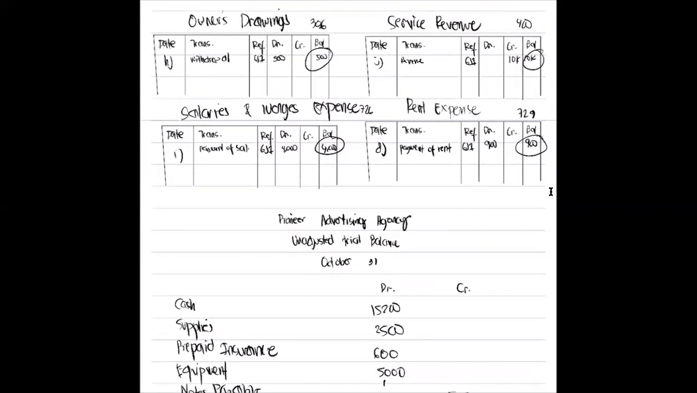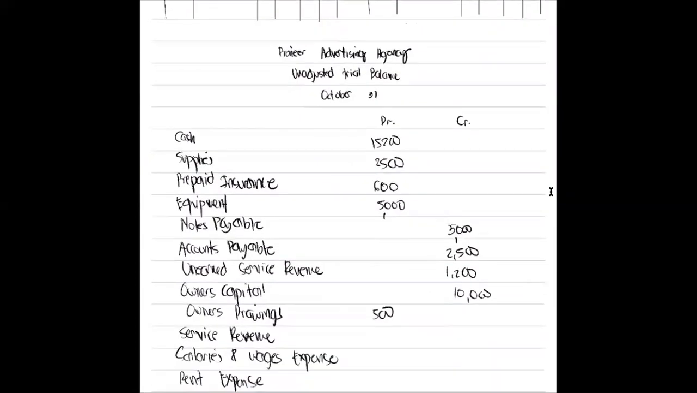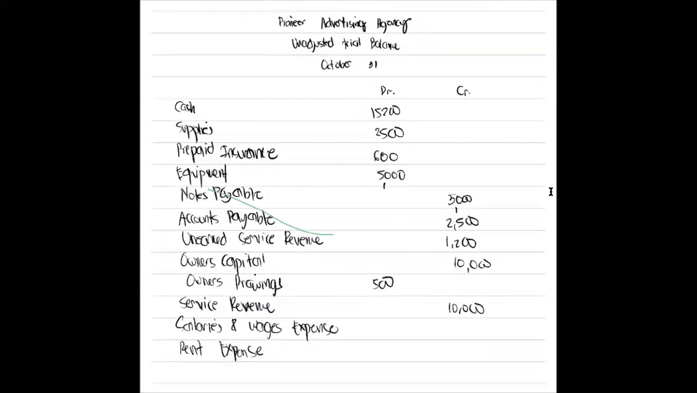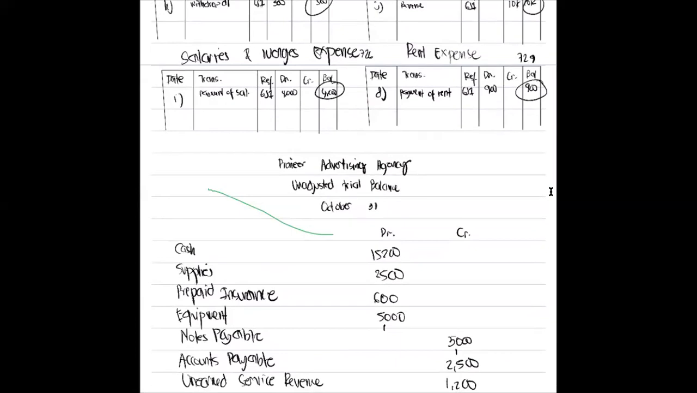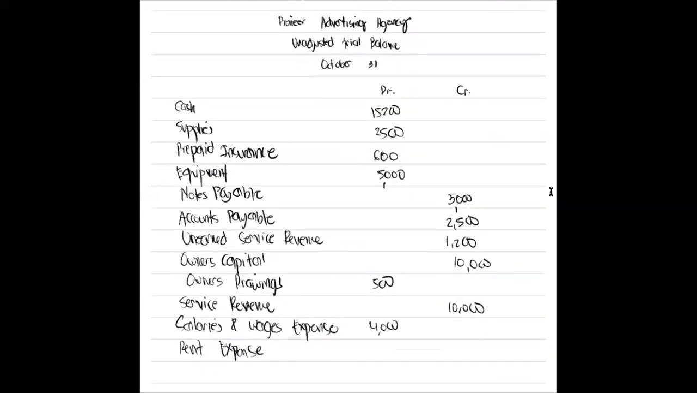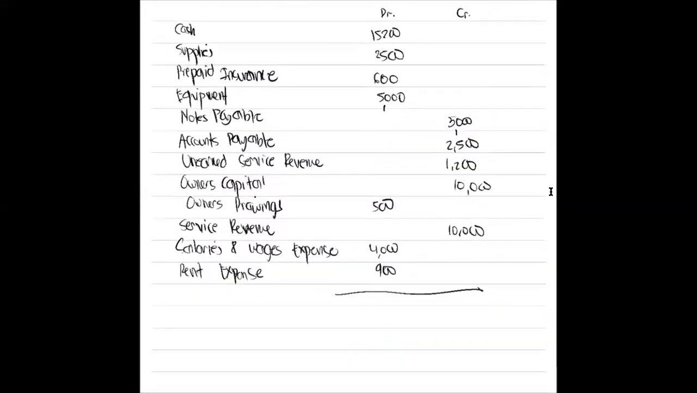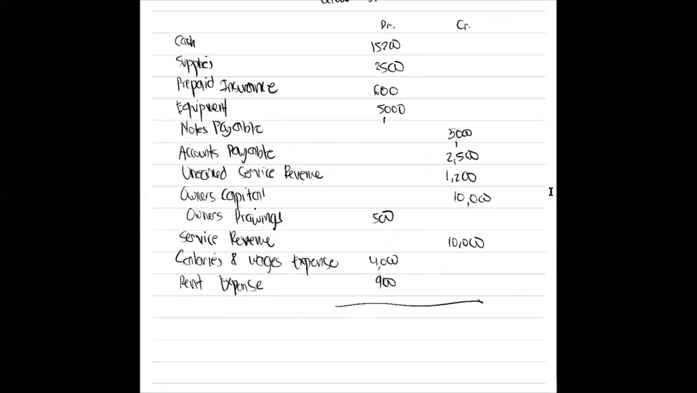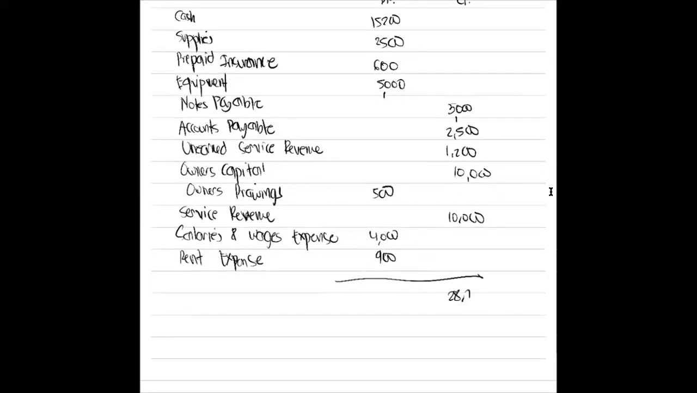Next, service revenue. We have here 10,000. Service revenue is the revenue account. Revenue account has a normal balance of credit. So 10,000. Salaries and wages is 4,000 and rent expense is 900. Both of them are expenses, so we place them on the debit. After that, we get the balance. So let's compute for the balance. This is 28,700. So let's check.